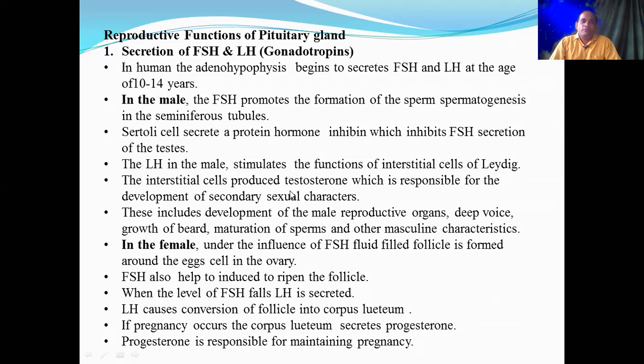In the male, follicle stimulating hormone promotes spermatogenesis in the seminiferous tubules. Sertoli cells secrete a protein hormone, inhibin, which inhibits follicle stimulating hormone secretion. The luteinizing hormone in the male stimulates the function of the interstitial cells of Leydig. The interstitial cells produce testosterone, which is responsible for the development of secondary sexual characters.